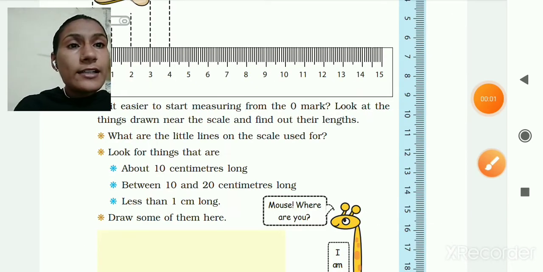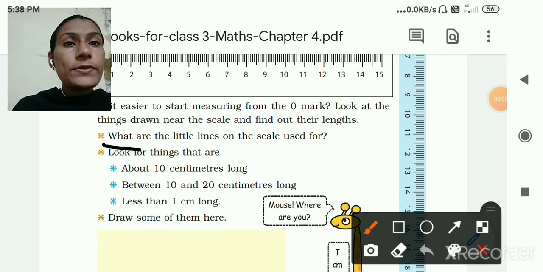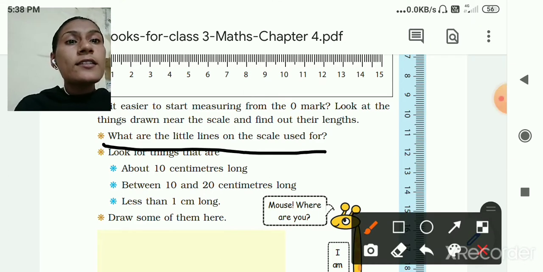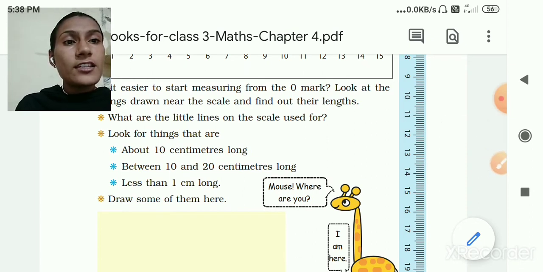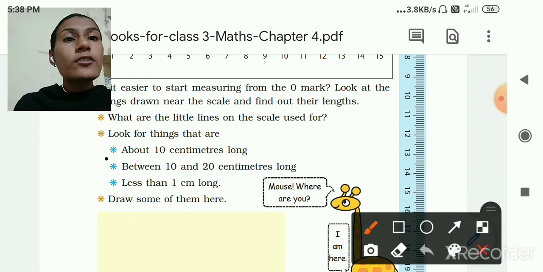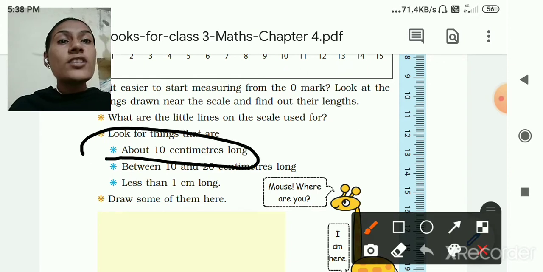Then what are the little lines on the scale used for? The little lines on the scale are used to measure small objects. So that is the use of these little lines. Then look for the things that are about 10 centimeters long, between 10 and 20 centimeters long and less than 1 centimeter long.